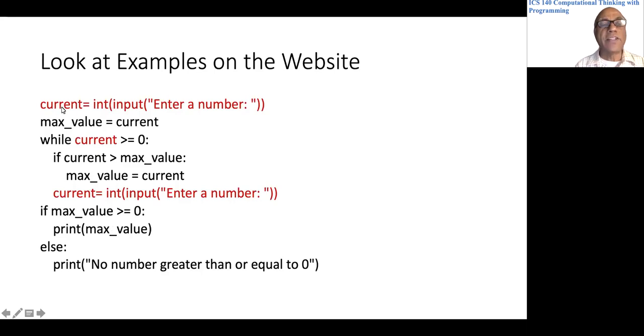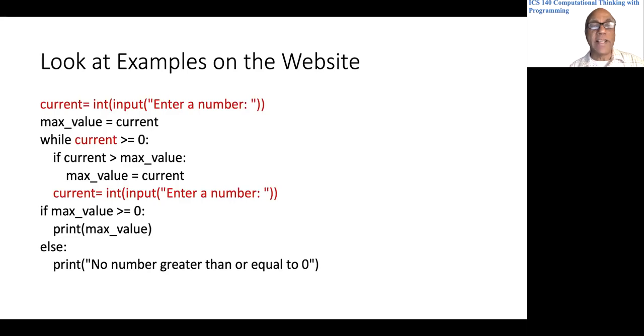On the other hand, if the first value itself was -1, then what will happen? Current equals -1 here. Max value is -1. Current is not greater than or equal to 0. So this loop doesn't iterate at all. And max value is -1. It is not greater than or equal to 0. So you'll come here and print no number greater than or equal to 0.